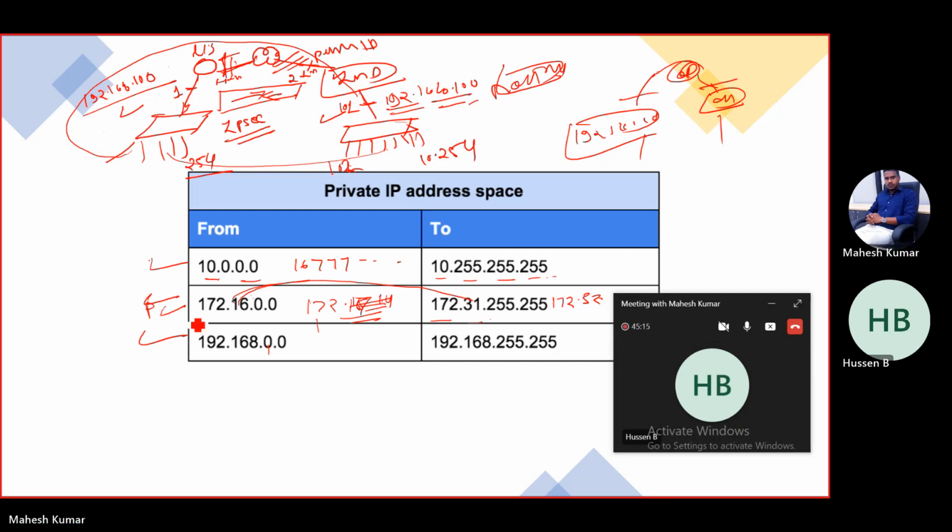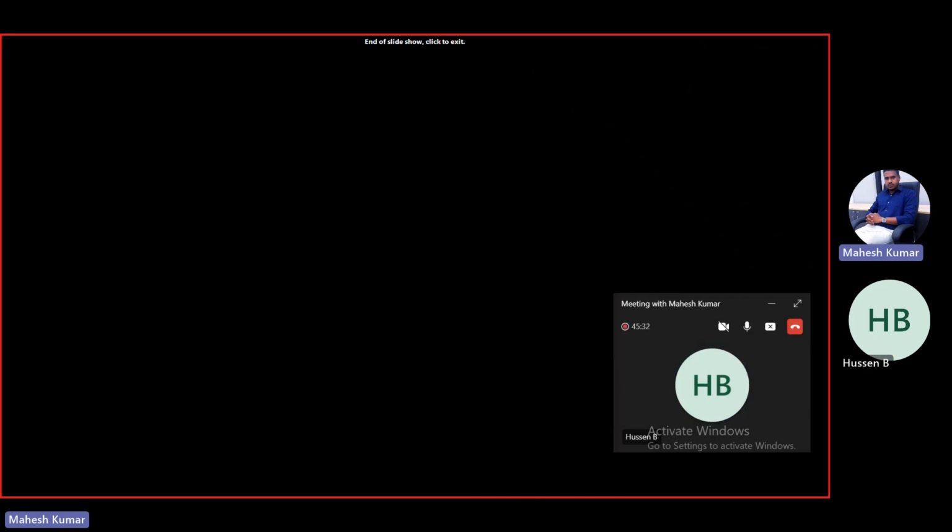That is class B. In class C, the complete 192.168 series is reserved for private IP. Okay, got it? Are you clear about IP addressing and the private addresses?